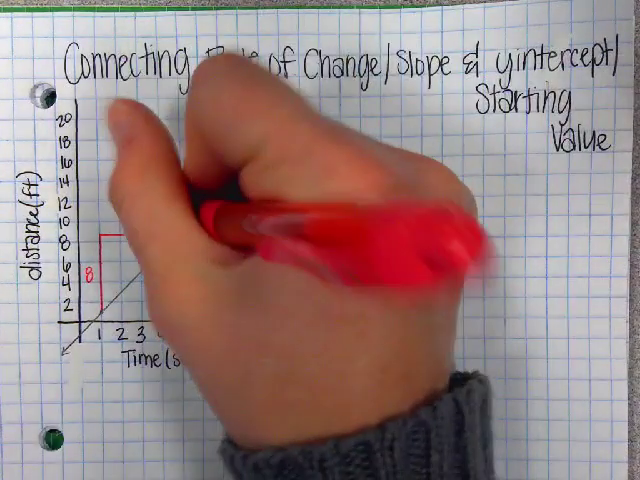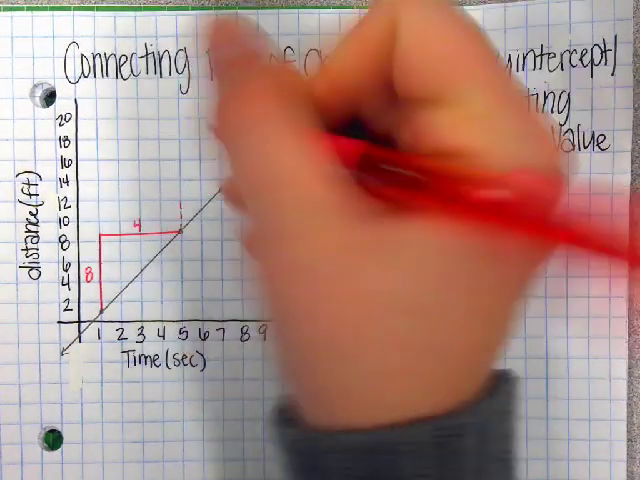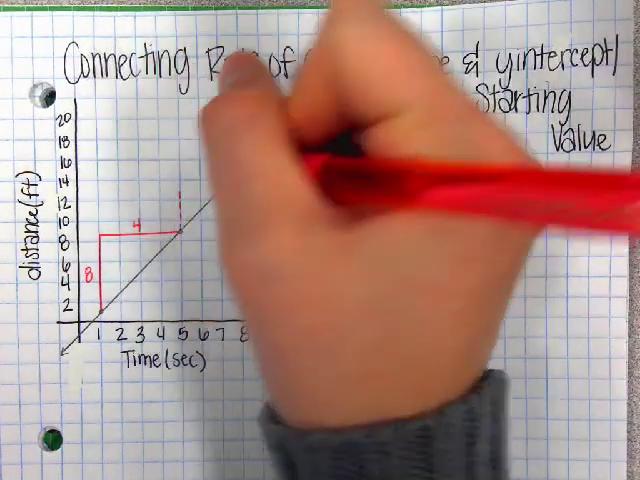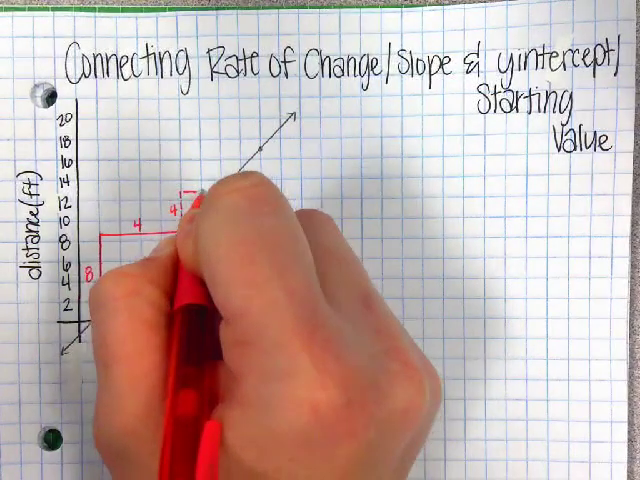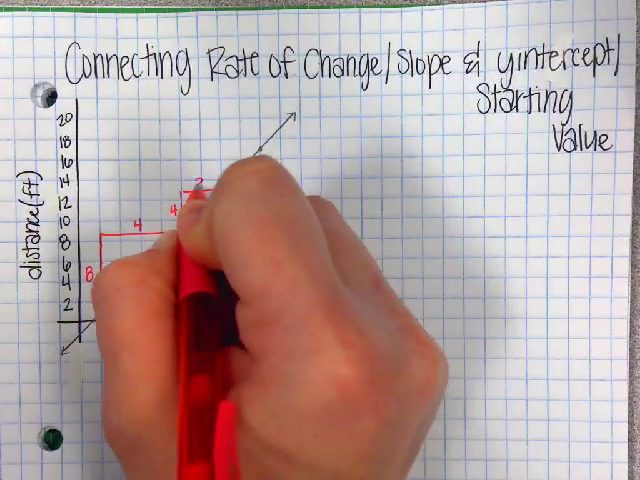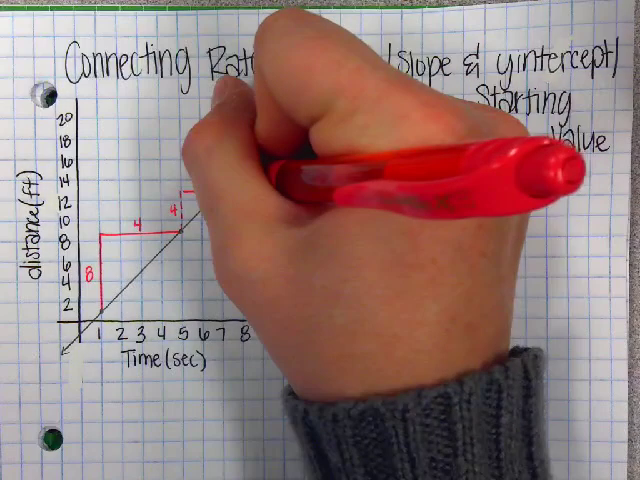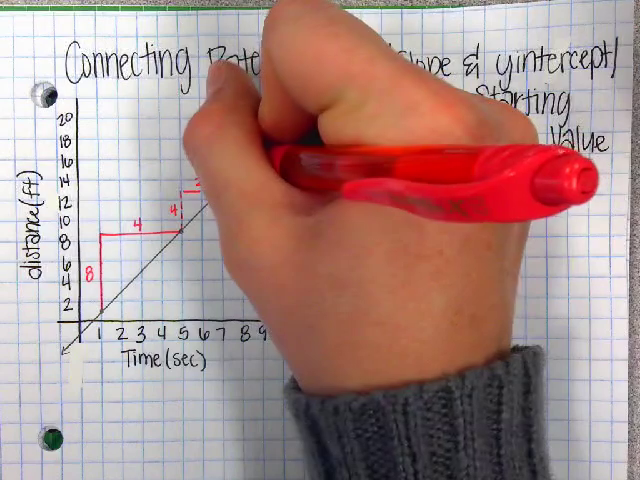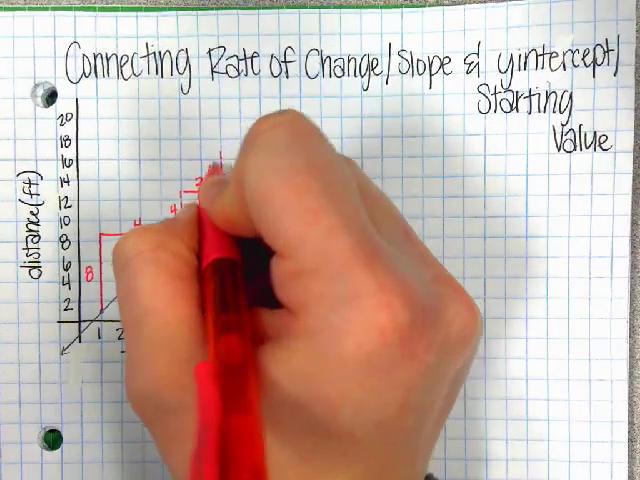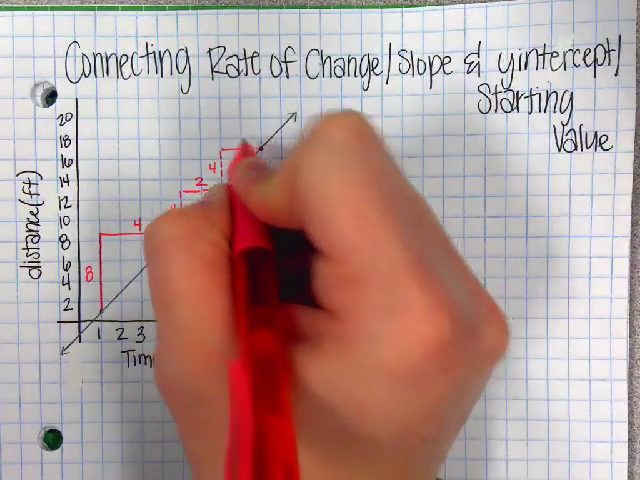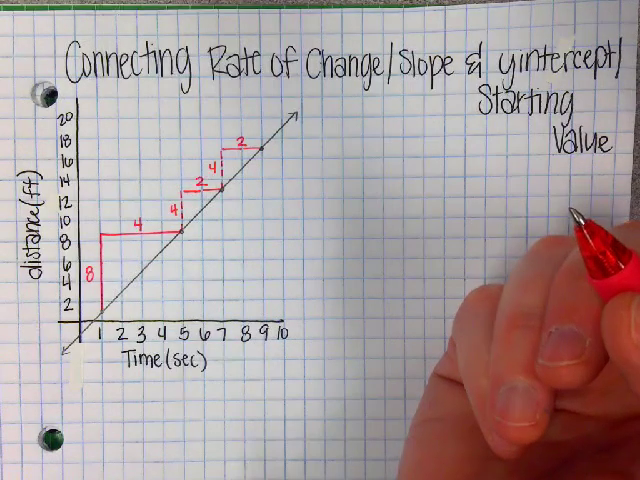Okay, we're going to do it again. It went from 9 to 10, 10 to 11, 11 to 12, 12 to 13, so that's 4 units, and then it went over 1, 2. Okay, let's do the next one. So 13 to 14, 14 to 15, 15 to 16, 16 to 17, so that's 4 units again, and then over 2 units.